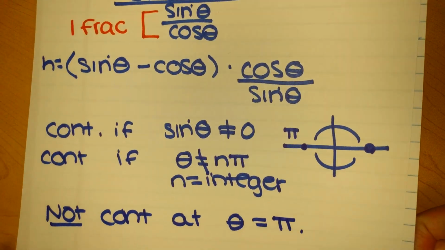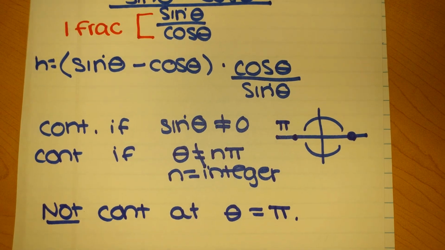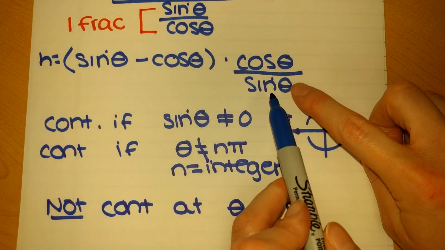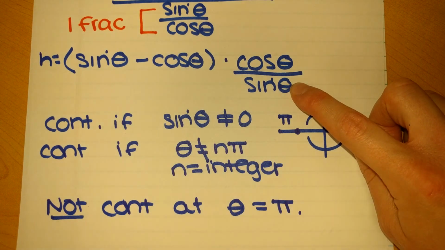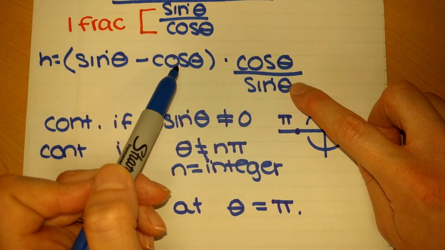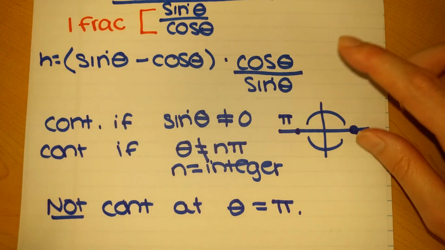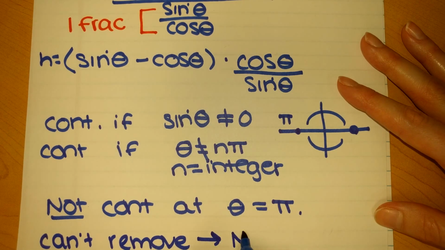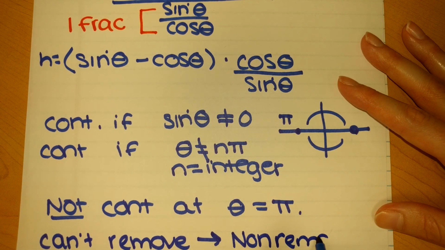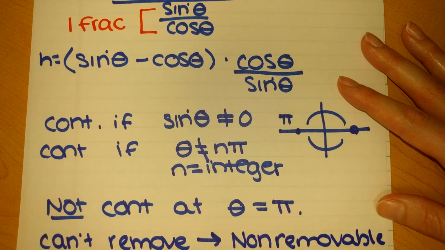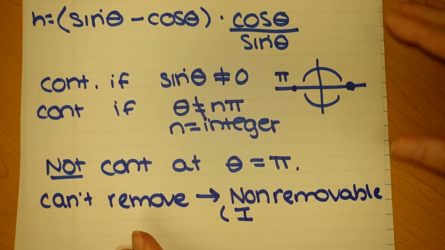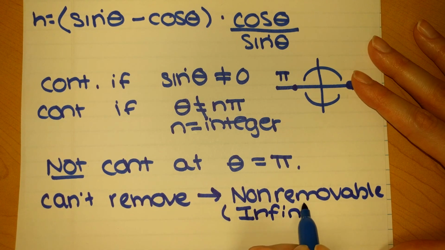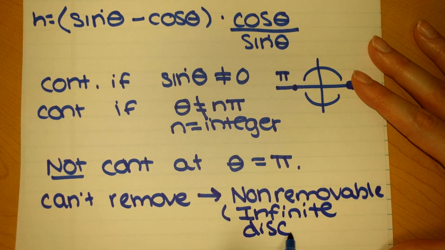Now, the question also asks what type of discontinuity you have, and in this case, we cannot remove this sine theta because, as we discussed, yes, this will cross out over here, but you'll still have it in the second term. So because it does not cross out in the denominator, you can't remove it, and so that means it's non-removable. And remember, a non-removable discontinuity is the same thing as an infinite discontinuity. So we have an infinite discontinuity at theta is equal to pi.